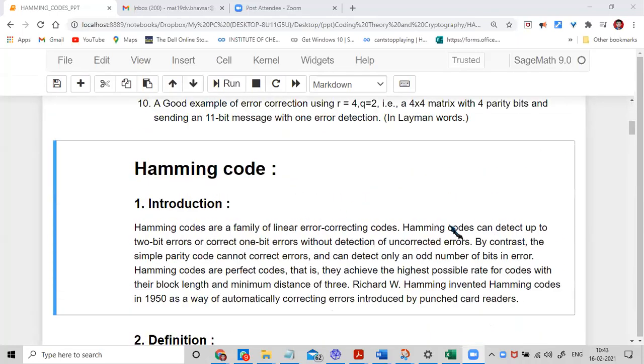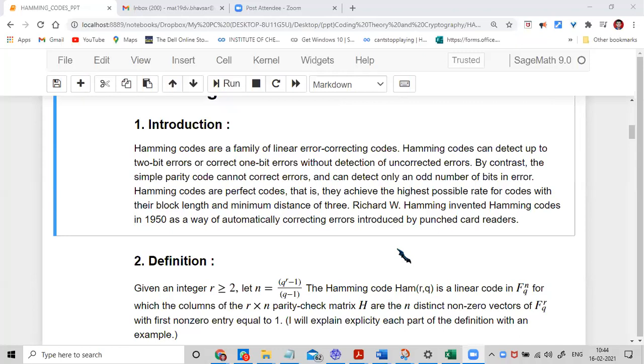Hamming code. The introduction is like this. Hamming codes are a family of linear error correcting codes. As Aditi answered, it can detect up to 2-bit errors or correct a 1-bit error without detection of uncorrected errors. So this is just an introduction. We know that it is named after Richard Hamming, who invented it in 1950 for this purpose while he introduced punched card readers.